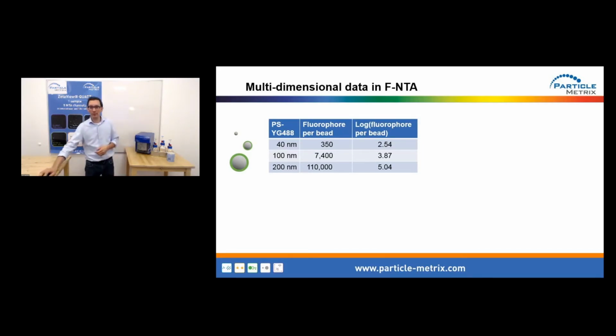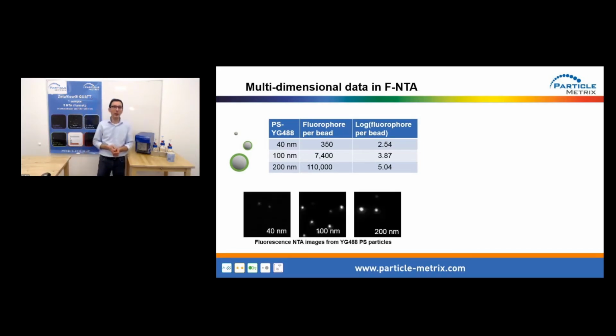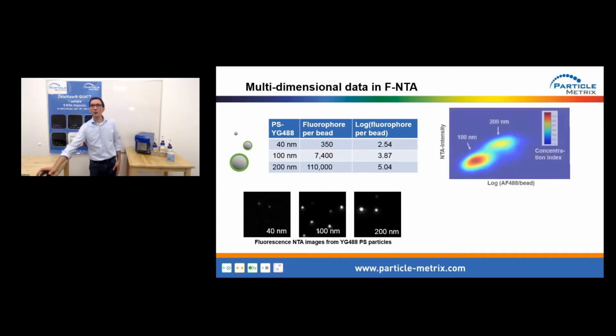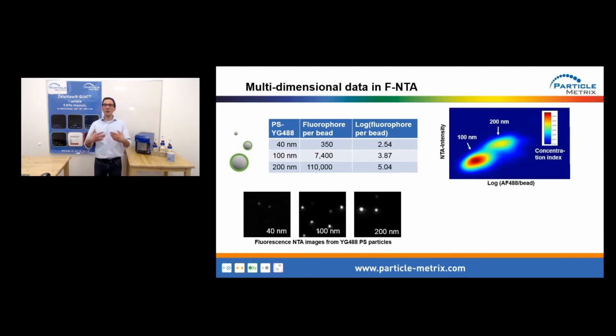And this is actually how such particles appear on this NTA screen. The 40 nanometer are rather dim, the 100 nanometer you see nicely, and the 200 nanometers are very bright. So it would be nice, of course, to correlate the number of beads with a so-called NTA intensity. So you have different populations, and you can see different numbers of fluorophores per bead. This is where we are at the moment.